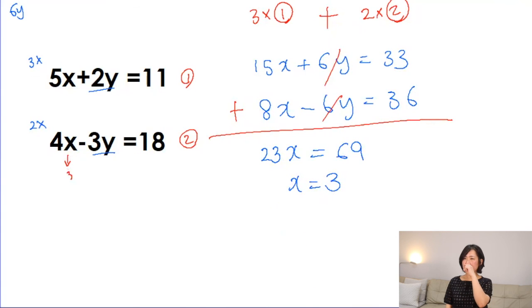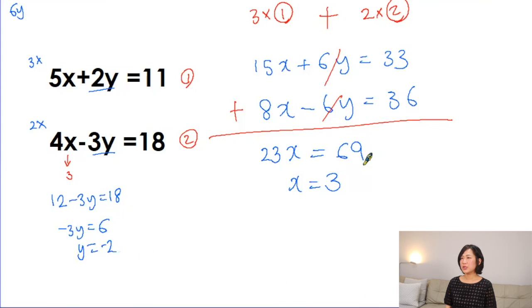I'm going to choose the second equation. 4 times 3 is 12 minus 3y equals 18. So minus 3y is 6. Then y is minus 2. So we found the answer for the simultaneous equation.